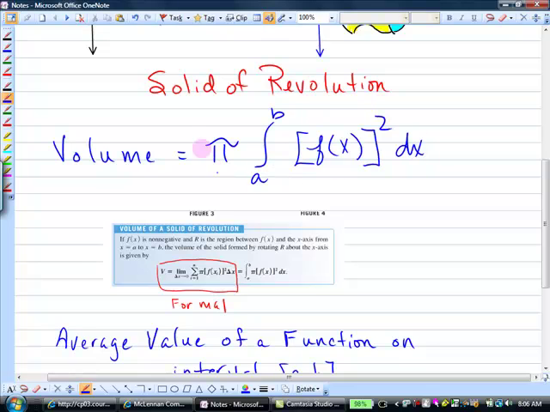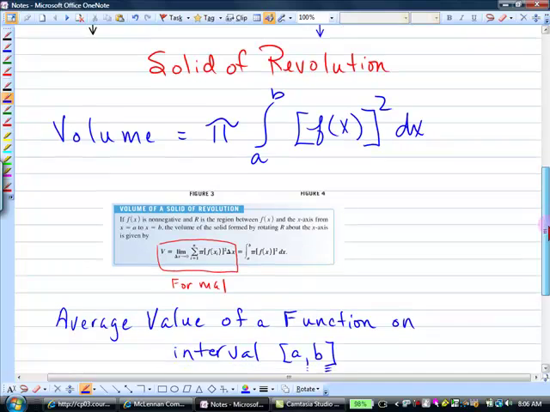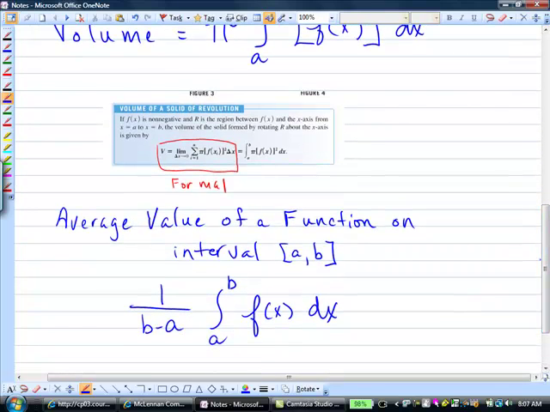So we're going to have to know this one in this section, and then we also have to know the average value of a function on an interval. You're given some interval a comma b, and then if you take 1 over b minus a times the integral from a to b of f of x, you're going to get the average value of a function. You have a few problems where you have to figure that. So those are the two things you're going to be working with in this section.